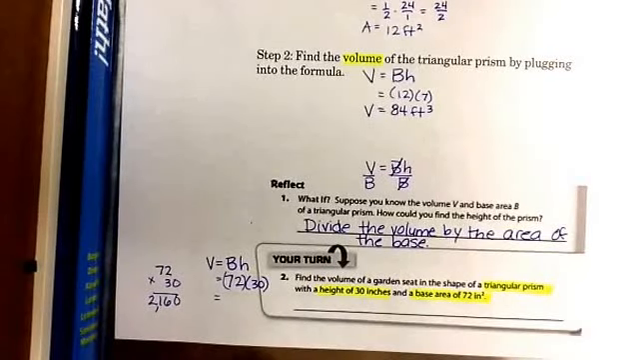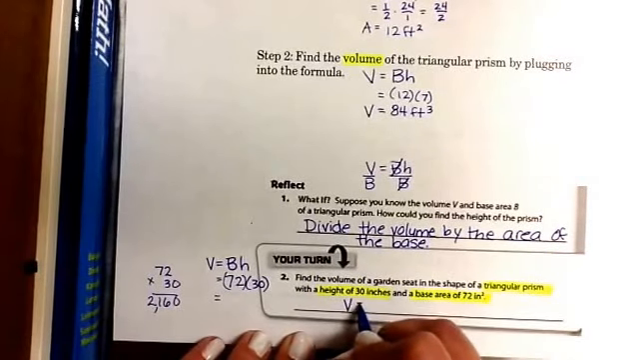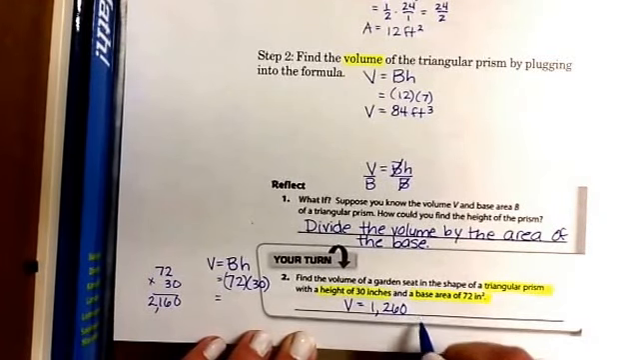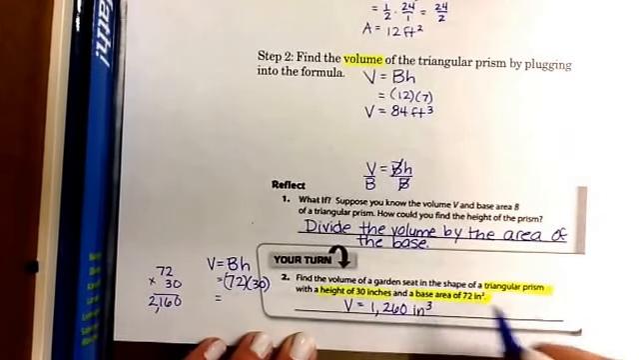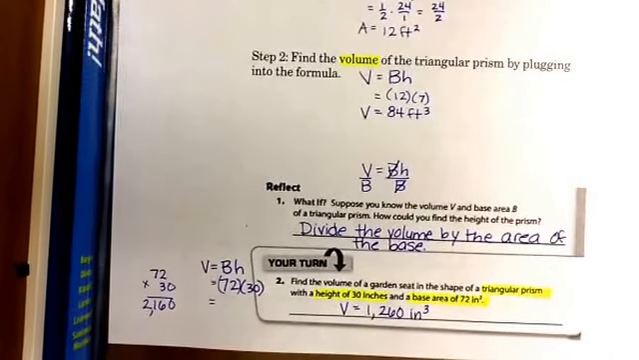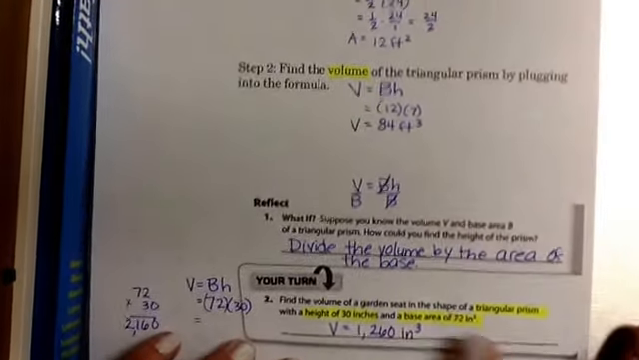So your answer should have been V equals 1,260, and that is inches cubed. So the volume of the garden seat was 1,260 inches cubed. Okay, turn your notes over.